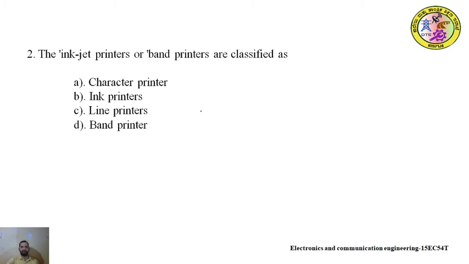Next question. The inkjet printers or band printers are classified as: character printers, ink printers, line printers, band printers. Compared to dot matrix printers, inkjet printers are somewhat advanced printers, which are used to print lines at a time. So that's why the answer is line printers.